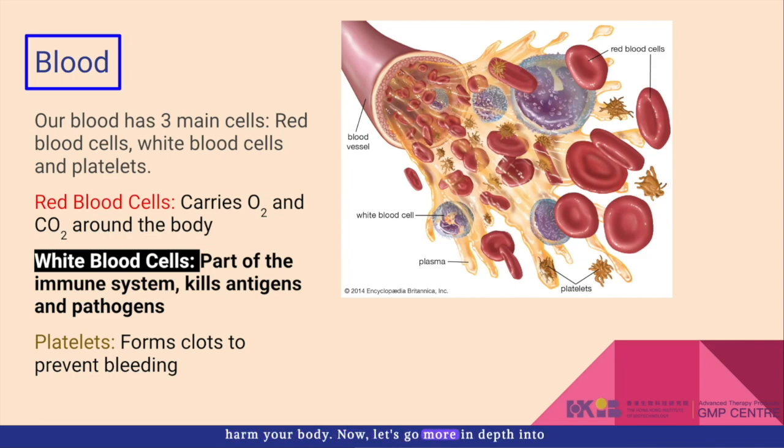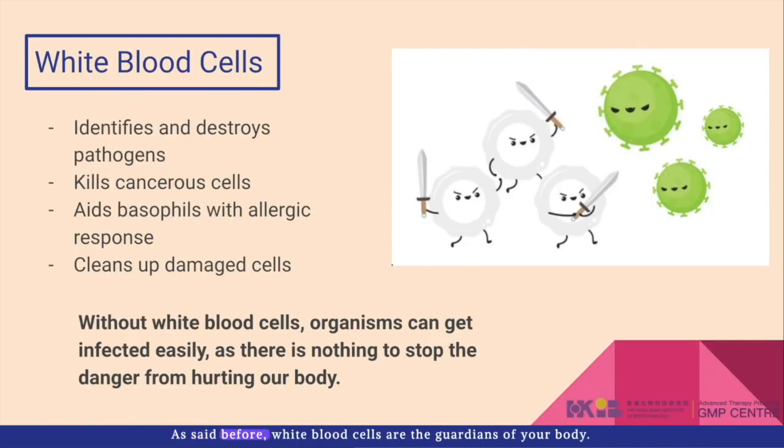Now let's go more in depth into these white blood cells. As said before, white blood cells are the guardians of your body. It is a cell that specializes in destroying antigens, the dangerous things in your body. This includes bacteria, viruses, and cancer cells. Without the white blood cells, the organisms can get infected easily, and that includes you. And there is nothing to stop the danger from hurting our body. And we can die very easily without them.